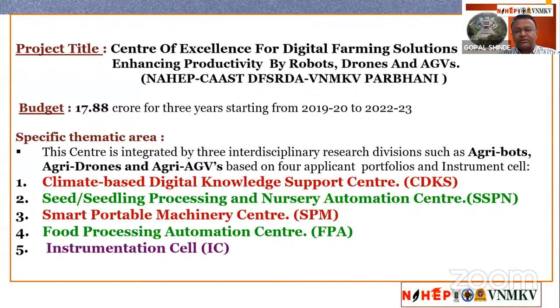We are tabulating all these things into three words, and these are made as divisions in our center of excellence: agri boat, agri drone, agri AGV. For these three divisions, the professors from Vasantrao Naik Marathwada Agriculture University are going to participate through four portfolios, and in fact a fifth portfolio that we will get involved in as an outcome of this center. These are the climate decision based knowledge support center, called CDKS, the seedling processing nursery automation, called SSPN, the smart portable machinery center, the food processing automation center, and the instrumentation cell.